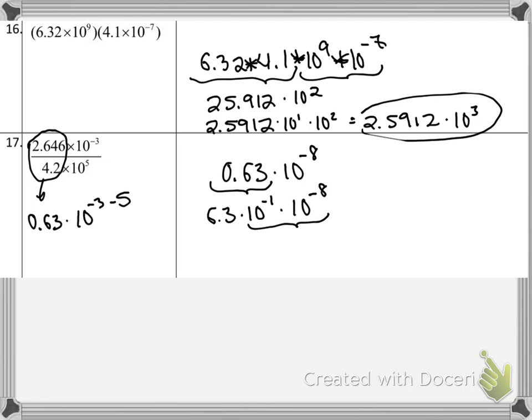So the only thing that remains is to use the product rule to combine our exponents, and so our final answer is 6.3 times 10 to the 9th power. And that's the end of this review.